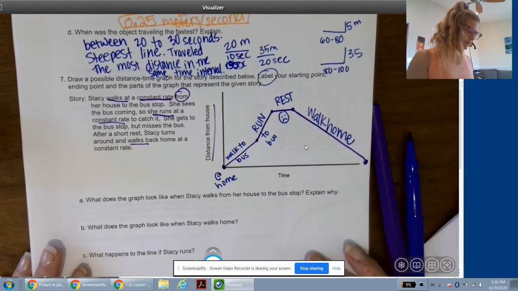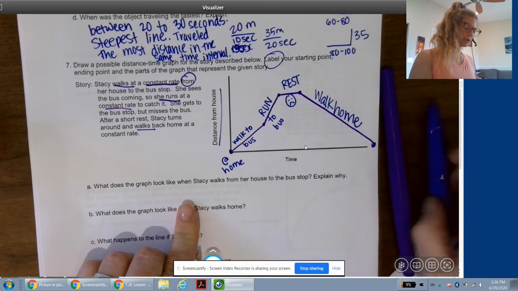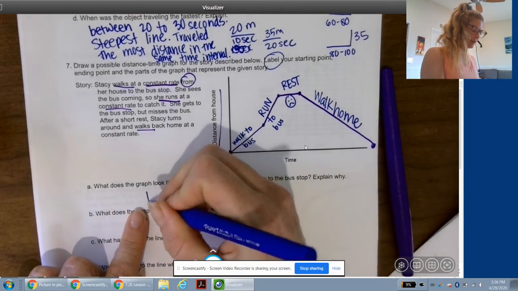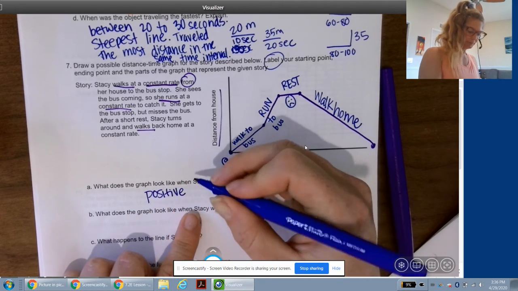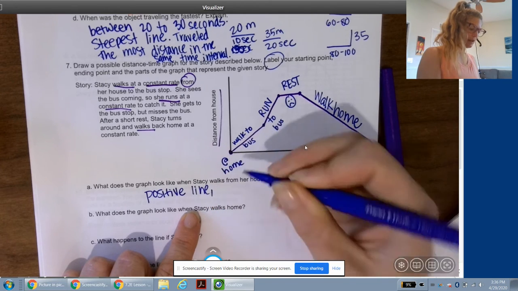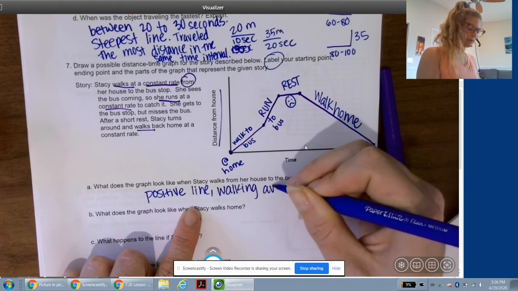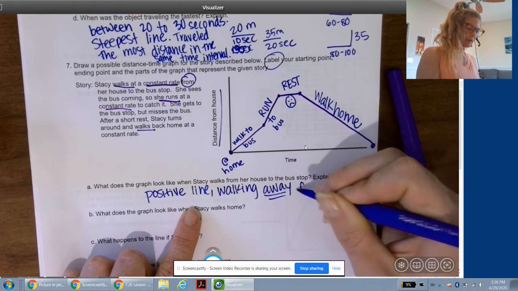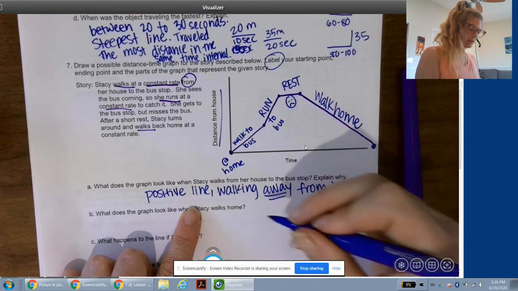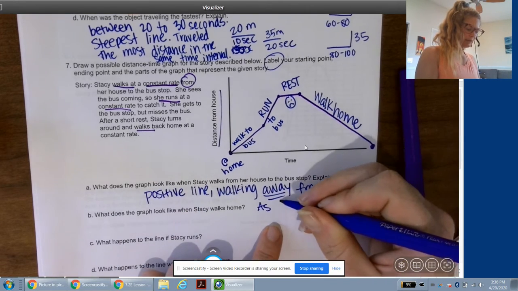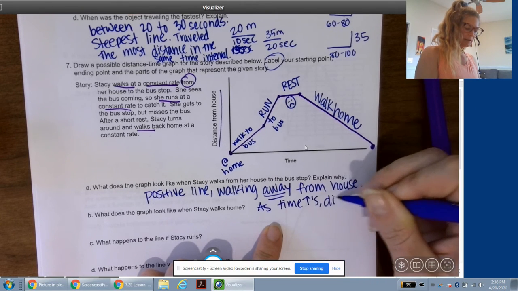Okay, so what does the graph look like when Stacy walks from her house to the bus stop? Explain why. So when she's walking from her house to the bus stop, it's a positive line because walking away from house. As time increases, distance increases.